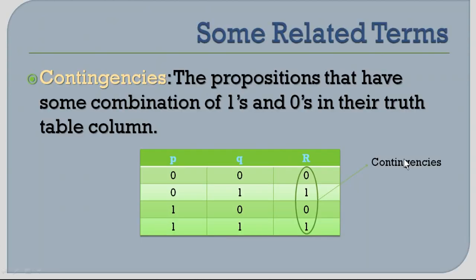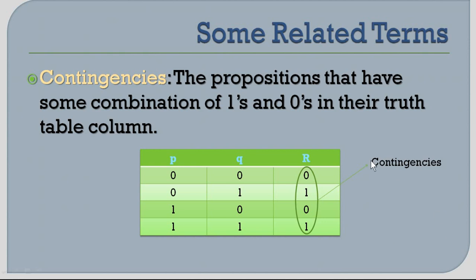The first one is contingency. A proposition that has some combination of ones and zeros in its truth table column is called a contingency. If you want to understand this, you have to go through the table. I'll ask you to solve a truth table, and the final column comes like this. If you have a combination of zeros and ones, then you declare it as a contingency. You will be writing a declaration statement after you complete your truth table.